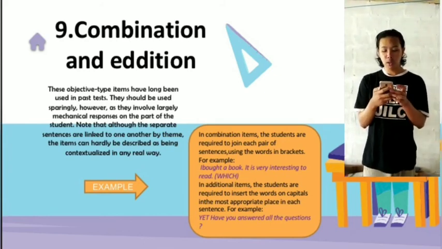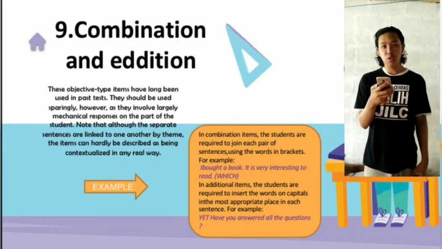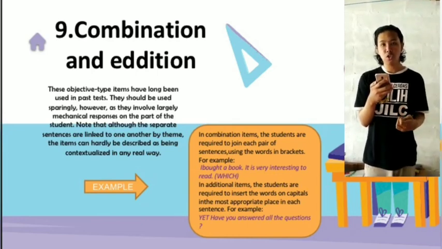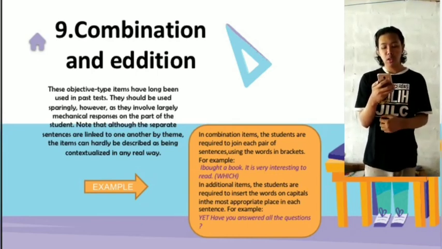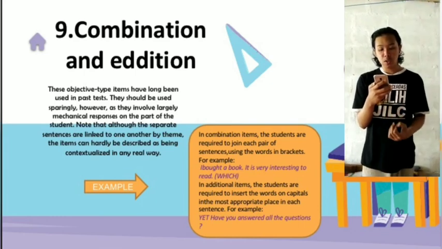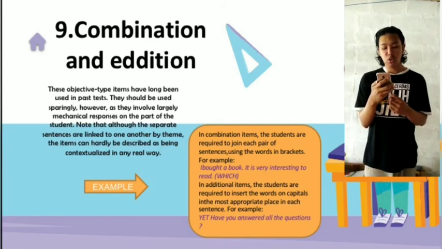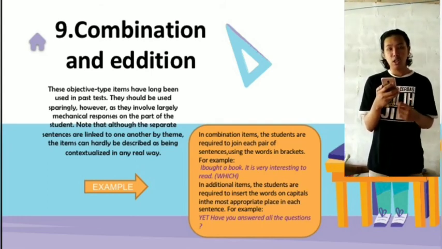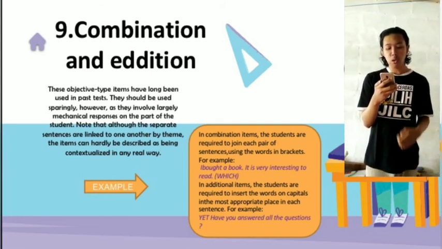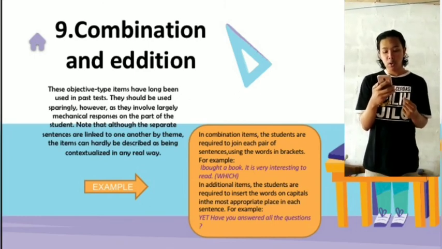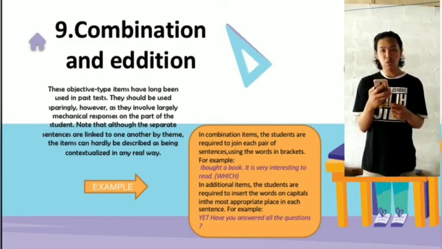For example, in a combination item, the students are required to join each pair of sentences using the words in brackets. For example: I brought a book, it is very interesting to read, which. In addition items, the students are required to insert the word in capitals in the most appropriate place in each sentence. For example: yet. Have you answered all the questions?